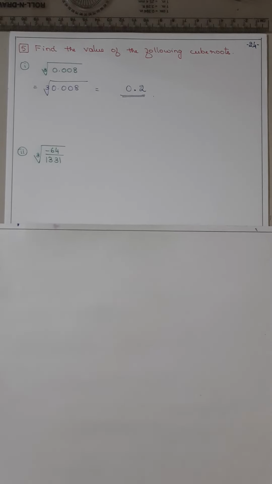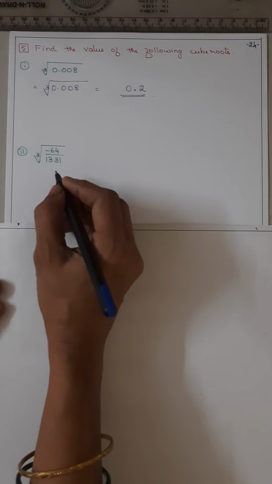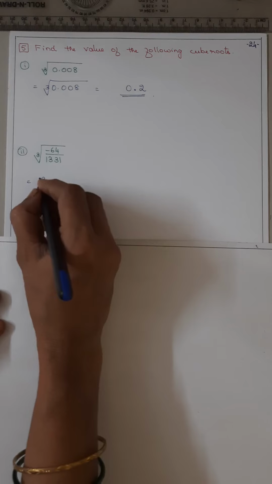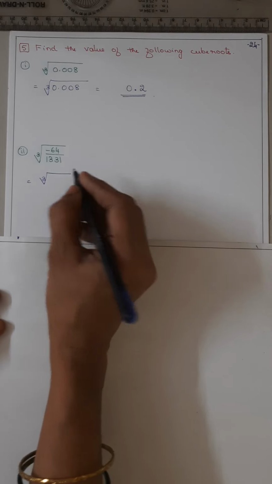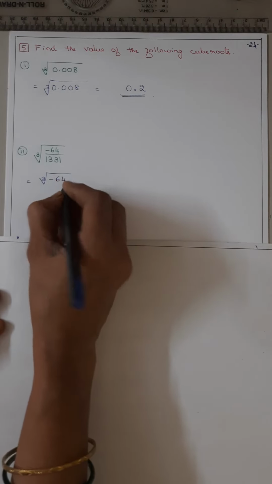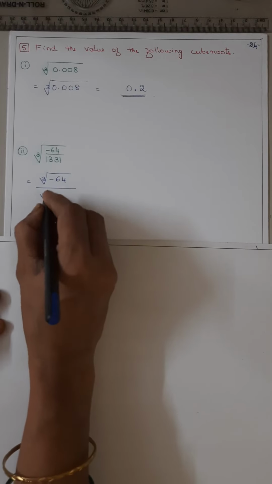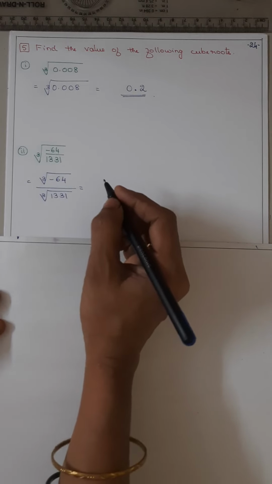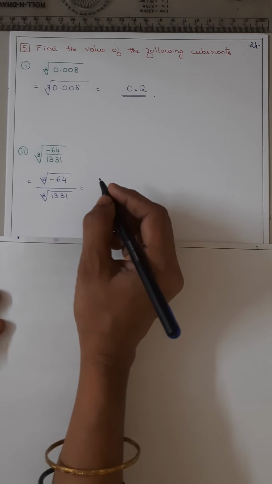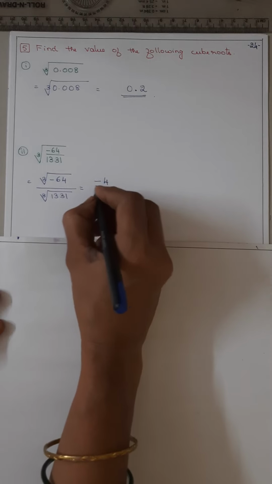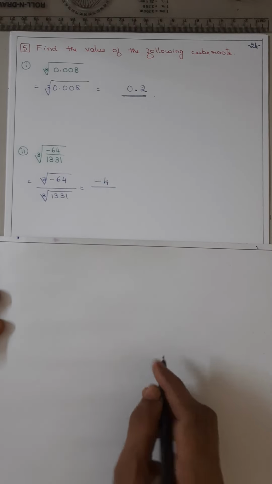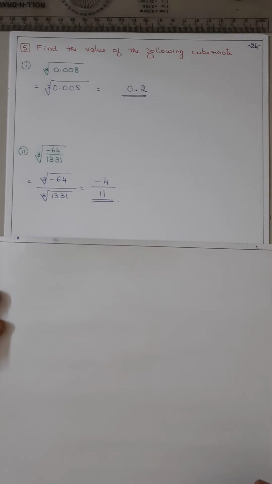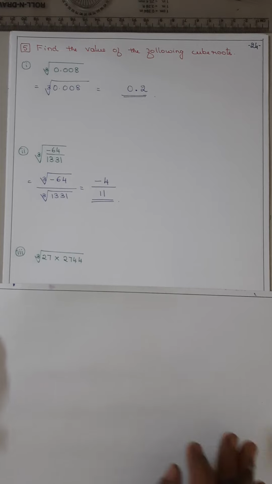Now the cube root of minus 64 upon 1331. So minus 64 upon the cube root of 1331. The cube root of 64 is 4, so the numerator will be minus 4. The cube root of 1331 is 11. So the answer is minus 4 by 11.